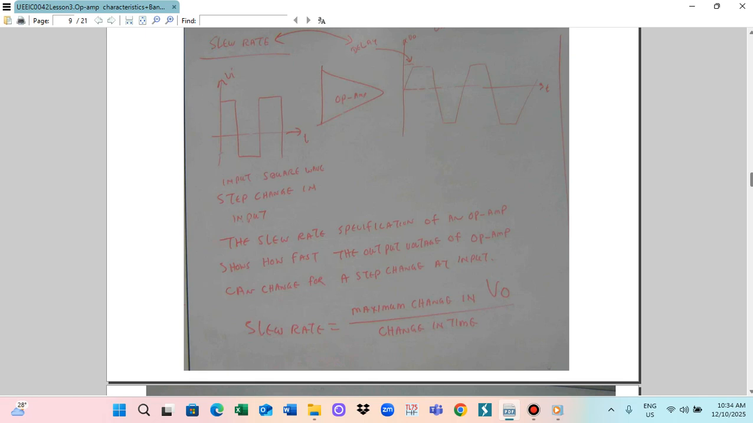So this means that even if you put in a step waveform, a square waveform, the output will be delayed. The output takes time to change. So this is the slew rate.